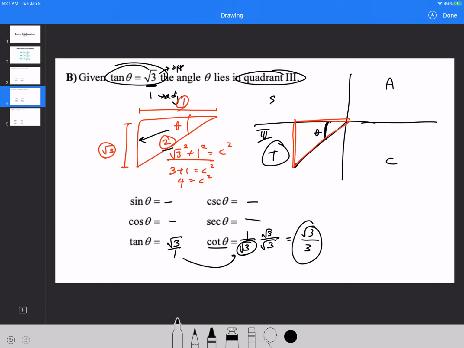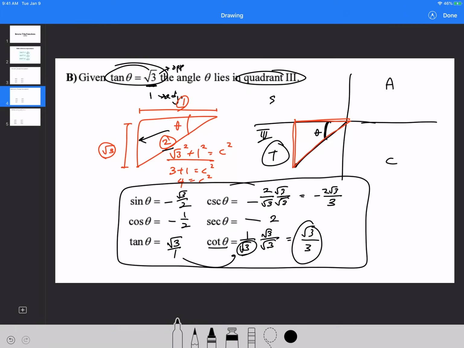Opposite over hypotenuse would be sine, so square root of 3 over 2, and this should be negative. The cosecant is 2 over square root of 3. Rationalize it by multiplying both top and bottom by square root of 3. You get negative 2 square root of 3 over 3. Cosine is 1 over 2, negative. Then secant would be 2. And voila, I'm done. Those are my 6 trig functions.